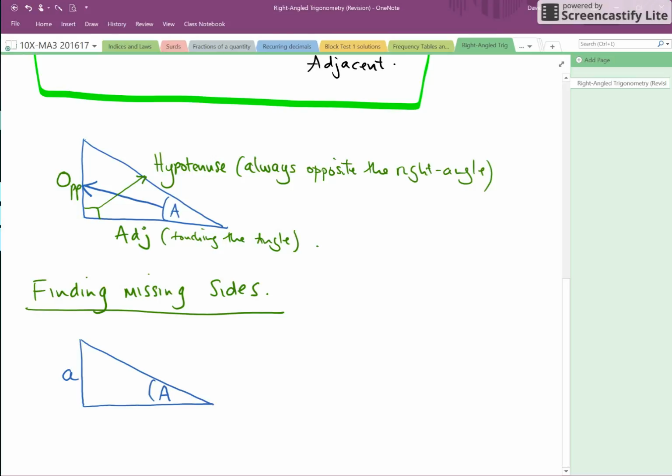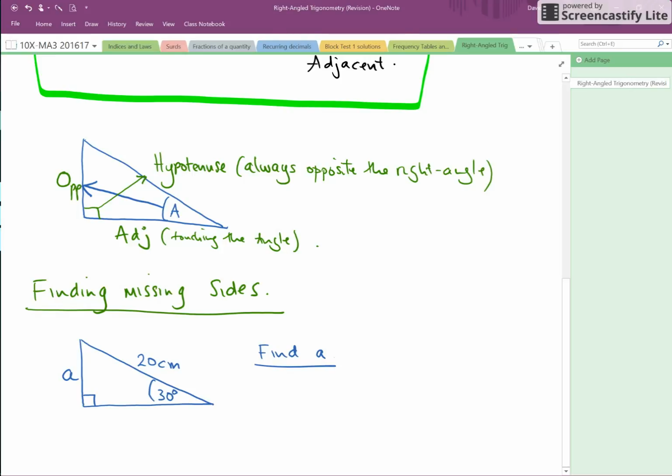Remember, our sides are usually small letters and our angles are usually capital letters. And let's say we're given that angle A. So our angle A, let's say this is 30 degrees. And let's say we're given the hypotenuse here of 20 centimeters. And our job is to find A.